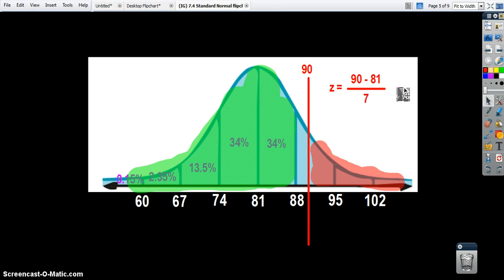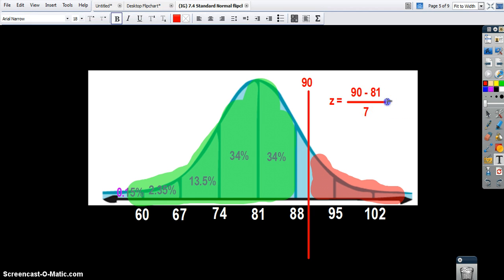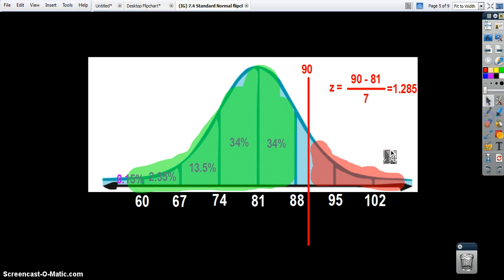Okay, so in my calculator, I'm going to do 90 minus 81, and that gives me 9. Divide that by 7, and my answer is 1.285. So in other words, 90 is 1.285 standard deviations above the mean. So notice, if your z-score is positive, that means the number you're looking at is above the mean. If your number was below the mean, you would expect your z-score to be negative.